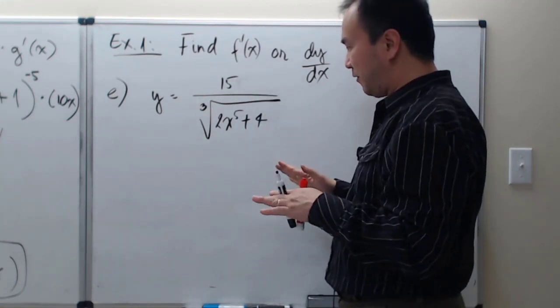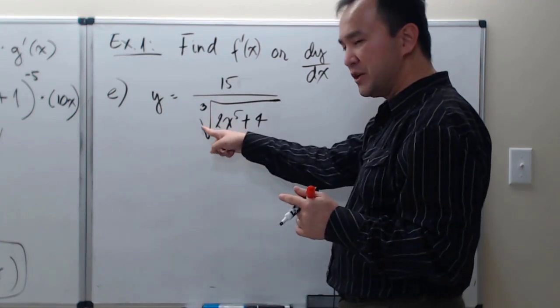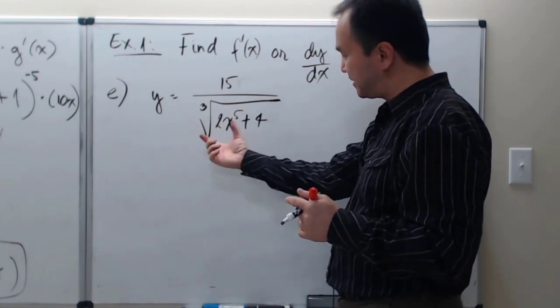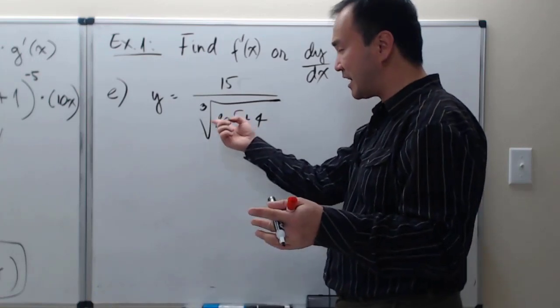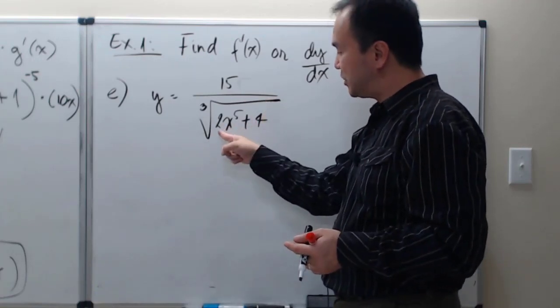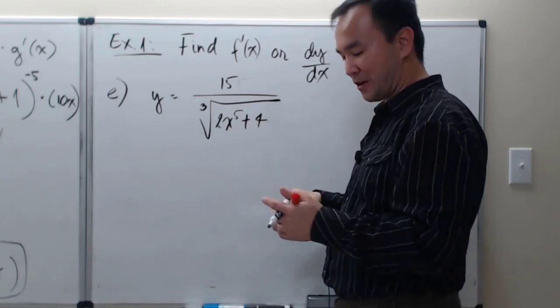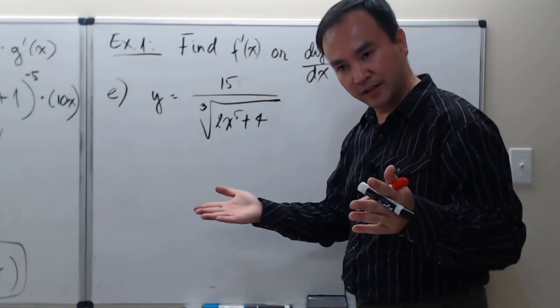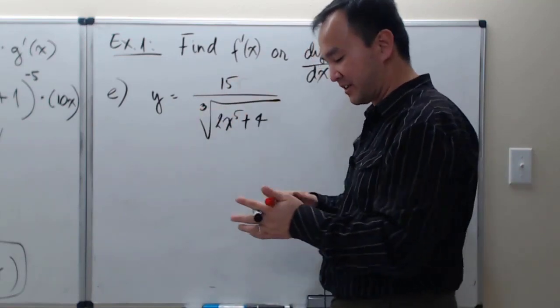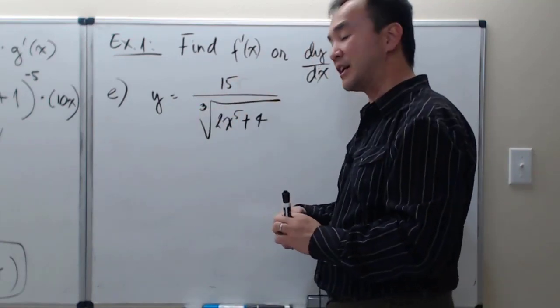And now before we start, I observed that we have a cube root in the denominator, and further inside of the cube root we have 2x to the 5th plus 4. Okay, so allow me again to share with anyone viewing this video my own experience of how I would choose the inside function.